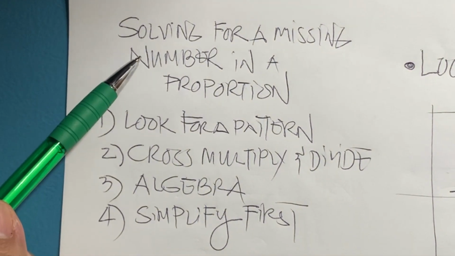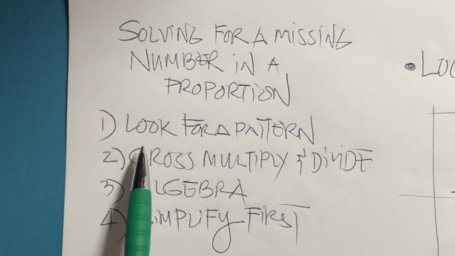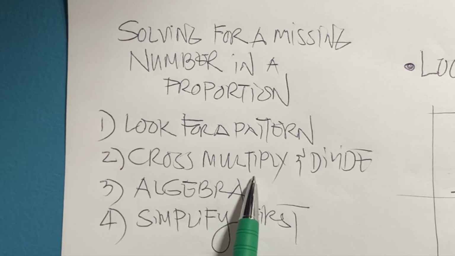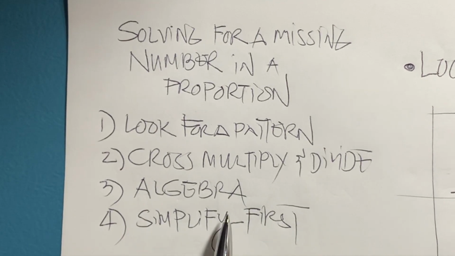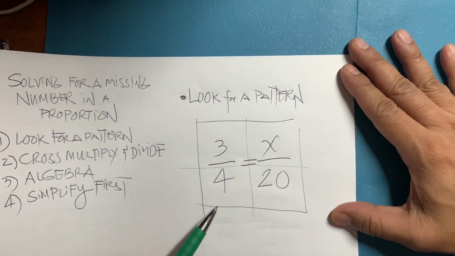Solving for a missing number in a proportion. There are 4 ways to do this. Look for a pattern, cross multiply and divide, algebra using an equation, or simplify first. Let's start with looking for a pattern.